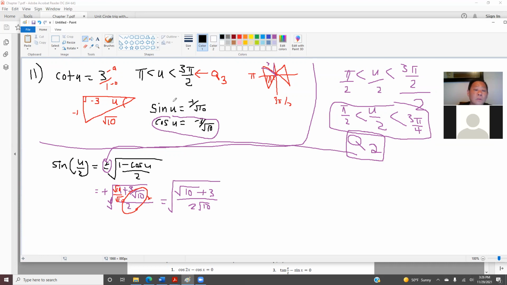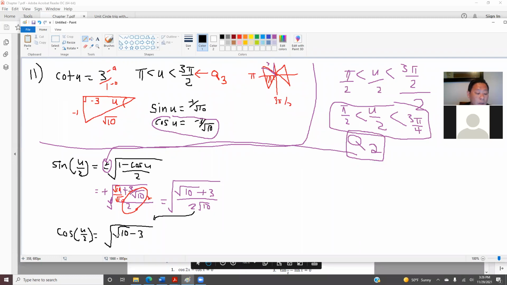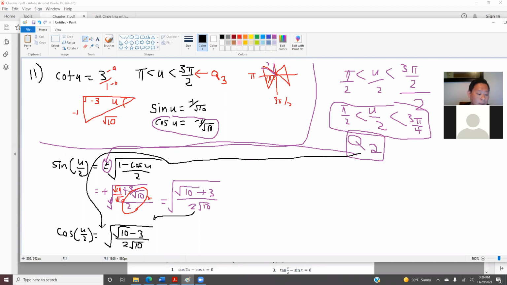Then the question asks us to find the cosine of u over 2. Now, as I mentioned to you, this cosine is exactly the same as your sine, but you need to do the conjugate. So this will become root 10 minus 3 over 2 root 10. But do not forget that in quadrant 2, cosine is what? Negative. Yes. This is where a lot of students make mistakes in my test, because they forgot to put a negative here.